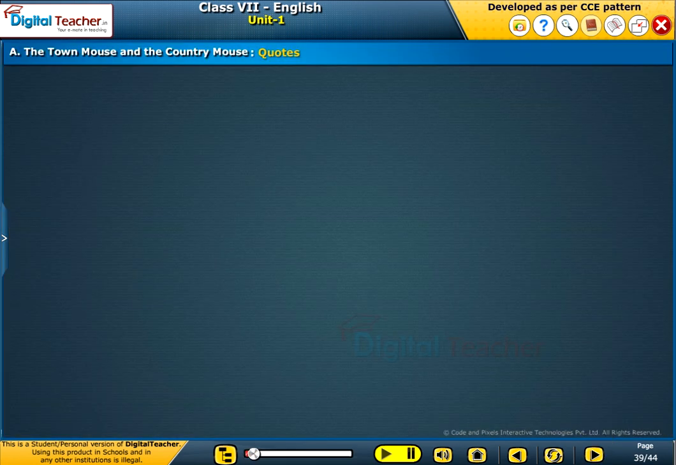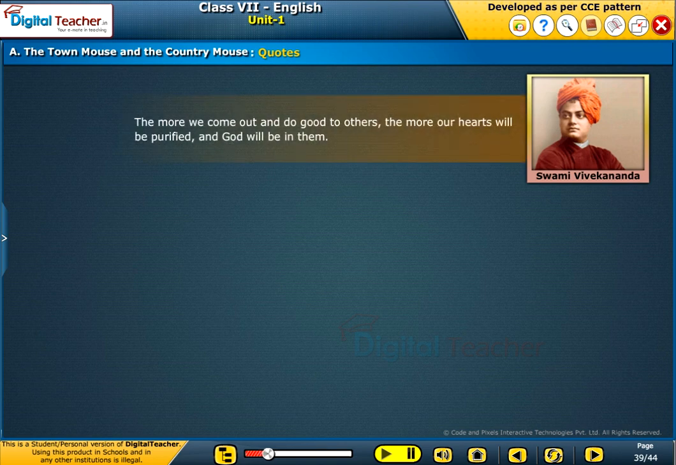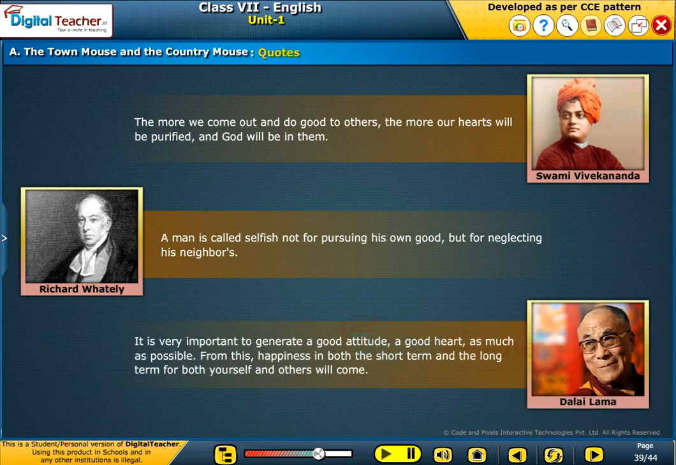Let us now listen to a few famous quotes. "The more we come out and do good to others, the more our hearts will be purified and God will be in them," by Swami Vivekananda. "A man is called selfish not for pursuing his own good, but for neglecting his neighbors," by Richard Whatley. "It is very important to generate a good attitude, a good heart, as much as possible. From this, happiness in both the short term and the long term for both yourself and others will come," by Dalai Lama.